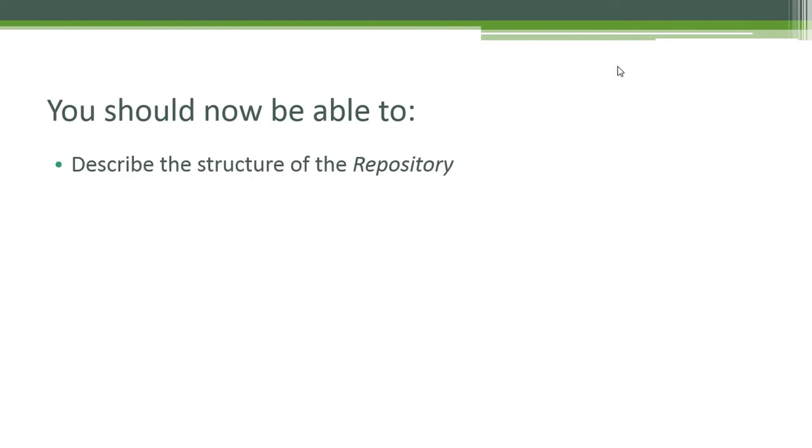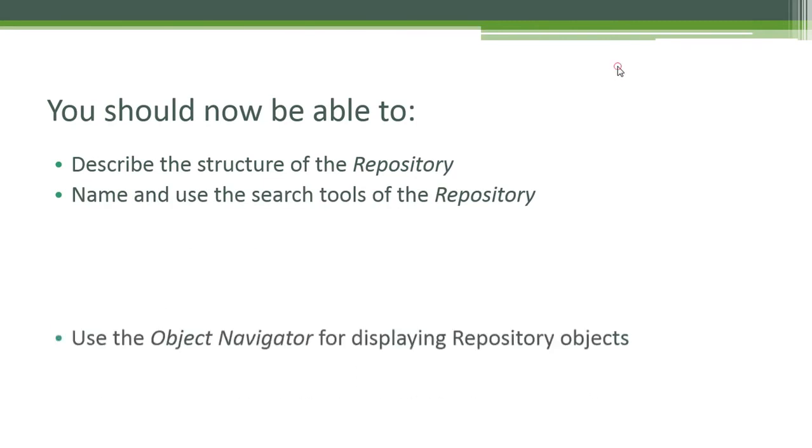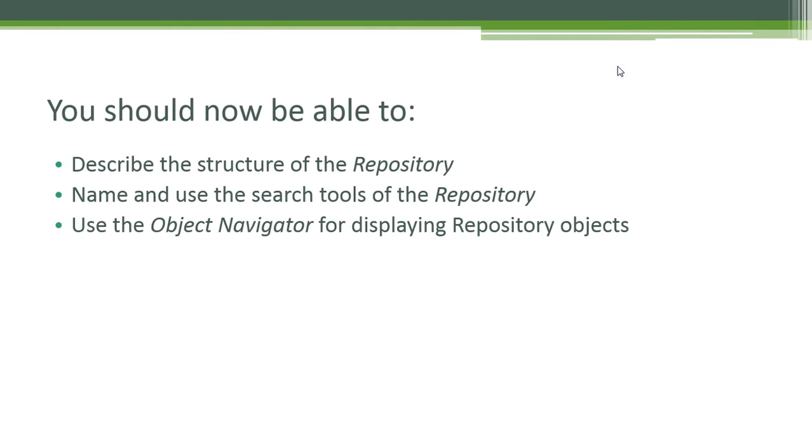You should now be able to describe the structure of the repository, name and use the search tools of the repository, and use the Object Navigator for displaying repository objects. Don't worry about the details of creating a program right now. On later courses, I will show you in detail how to create a program.